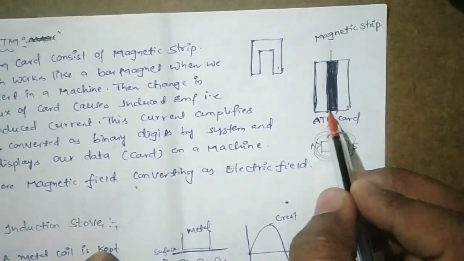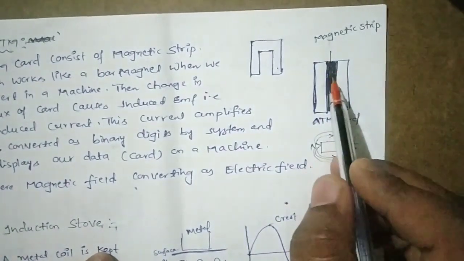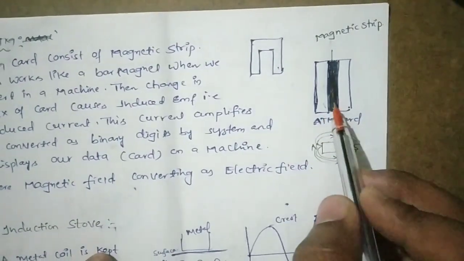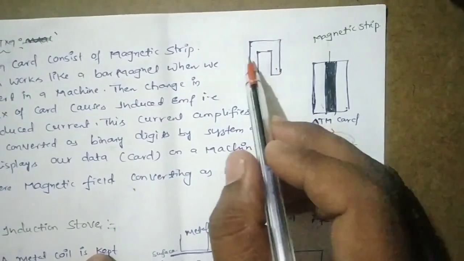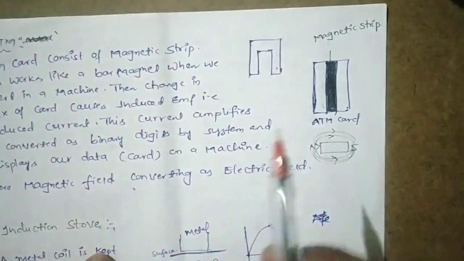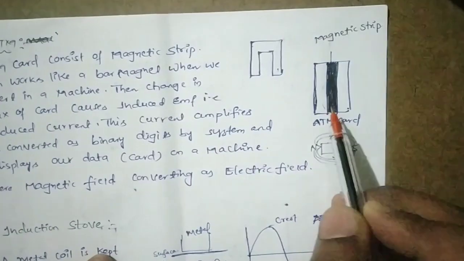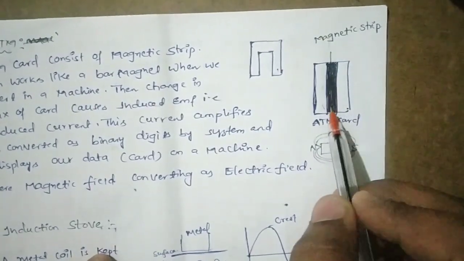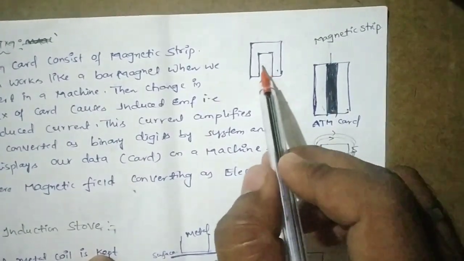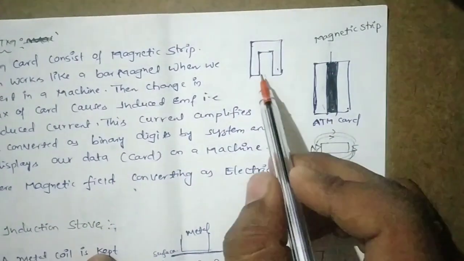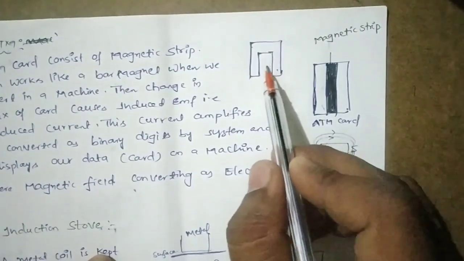Another one is the ATM card, and the backside of the ATM card is coated with a magnetic strip. Now when you keep this ATM card with the magnetic strip in the inserting part of the ATM machine, it will behave like a bar magnet. Which one? The ATM card will behave like a bar magnet. Therefore it will produce a magnetic flux. Okay, it will change the magnetic flux.